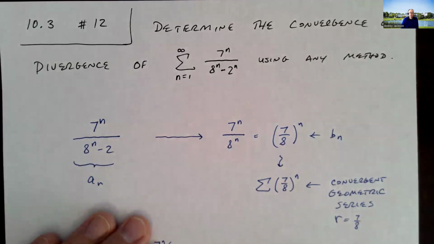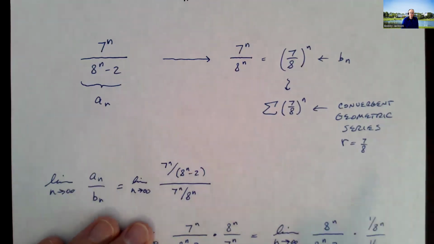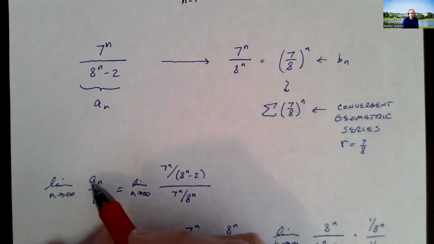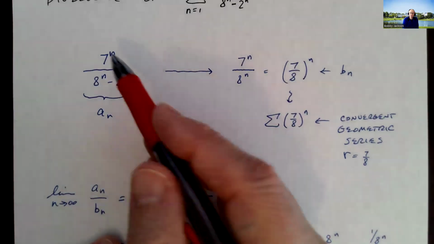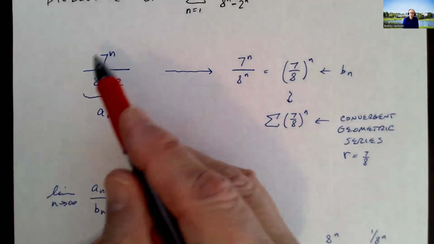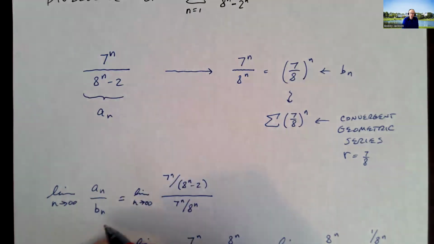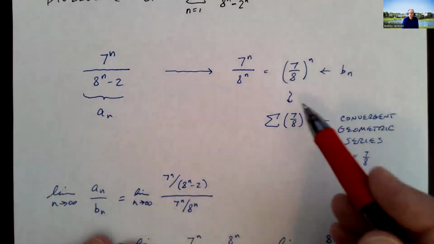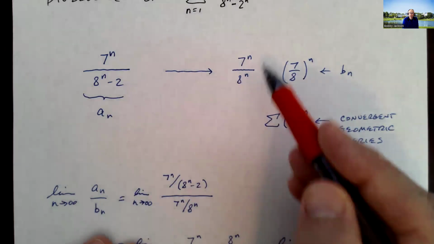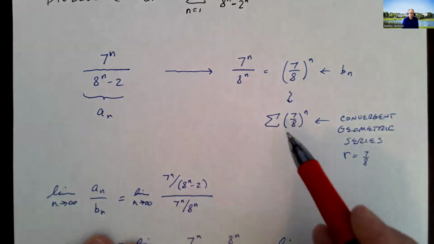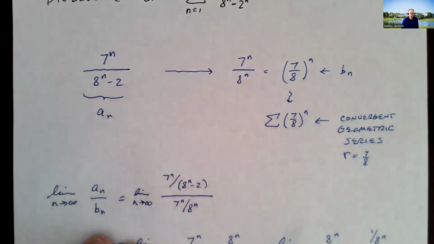Well, instead of direct comparison, we'll use limit comparison. Let's take the limit as n goes to infinity of the a sub n's, which will be the terms of the sequence we're adding up in our series, to b sub n, which will just be this. I'll write it in that format here, 7 to the n divided by 8 to the n, which comes from a convergent geometric series. Okay, so let's take the limit as n goes to infinity of this.